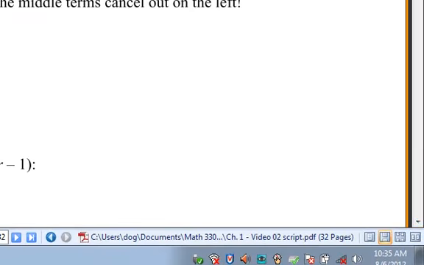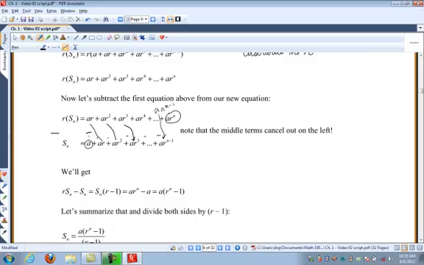So let's put this together. On the left, I have R S sub n minus S sub n. Here it is. And I can factor out S sub n. That's S sub n times R minus 1. And on the right, I've got A, no, I've got a minus A. A is subtracted, plus AR to the n. And I'm going to write this one first. AR to the n minus A, and then I'm going to factor out the A, equals A times R to the n minus 1.